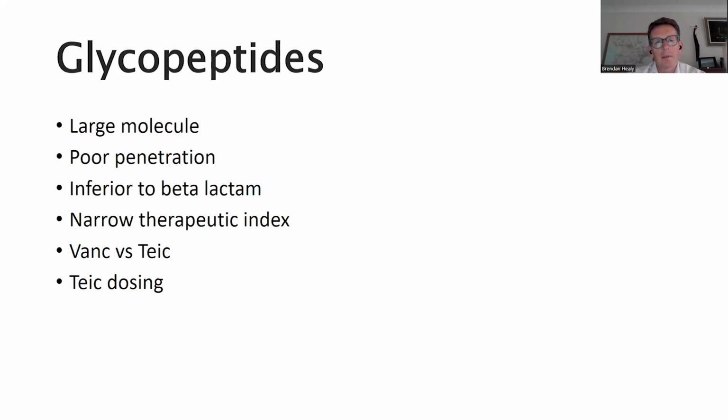Glycopeptides, unlike beta-lactams, are large molecules, so generally they have poor penetration. In general, they're inferior to beta-lactams where the organism is sensitive to a beta-lactam. They also have a narrow therapeutic index, and the one setting actually where we use continuous infusion is in the glycopeptide, and that's really to do with the fact that the toxicity is an issue. So by using continuous infusion, we're able to optimize our dosing of these particular antibiotics.